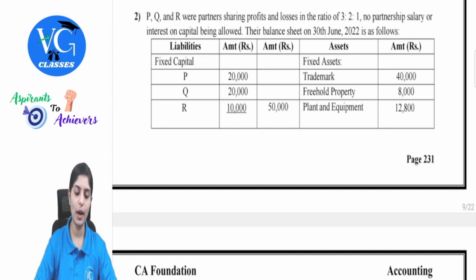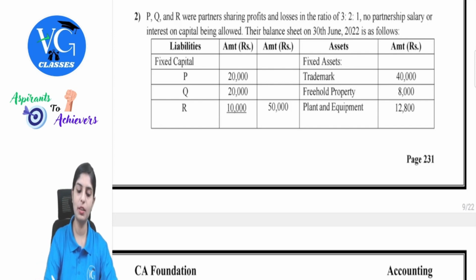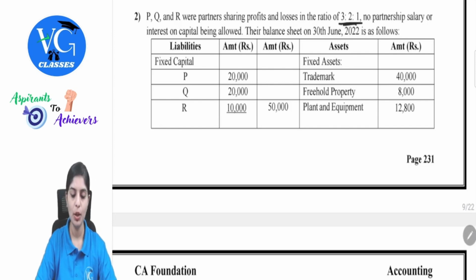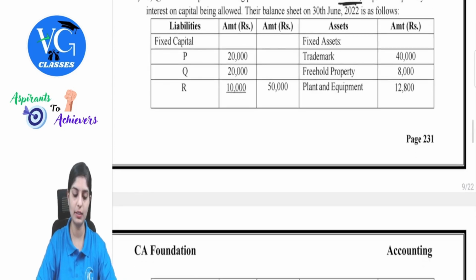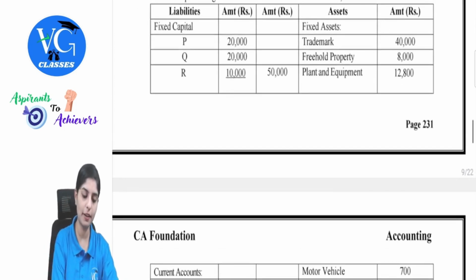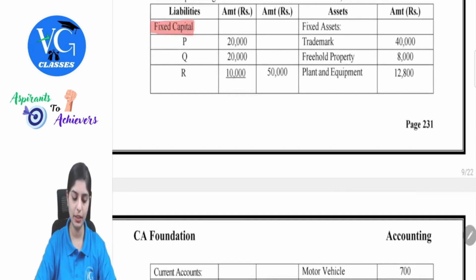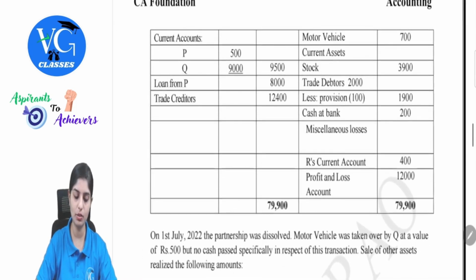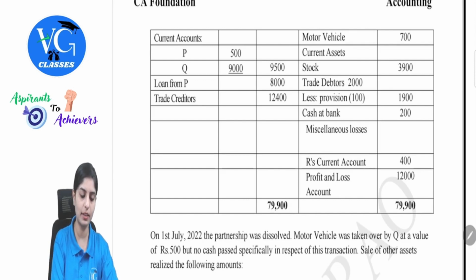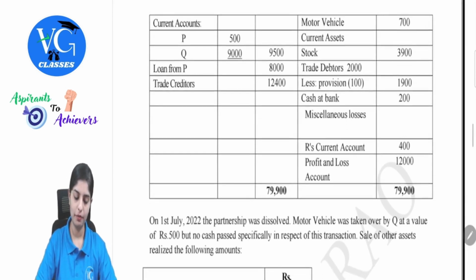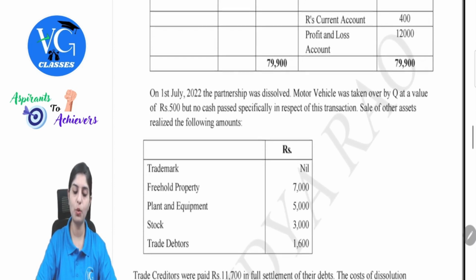Further, P, Q and R were partners sharing profits and losses in the ratio of 3:2:1. No partnership salary or interest on capital is being allowed. So this is as per the deed. Their balance sheet on 30th June is as follows. They are given as fixed capital. Observe this carefully. So fixed capital is given. Further, current account balances are also given. For two partners, there is credit balance. For one partner, there is debit balance. R's current account 400.